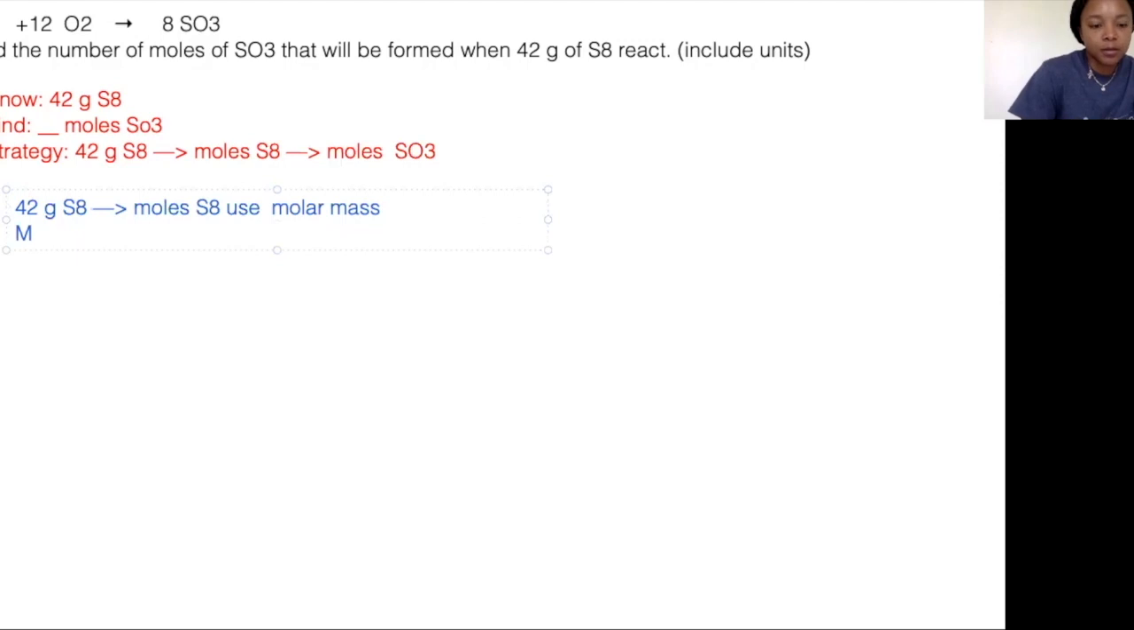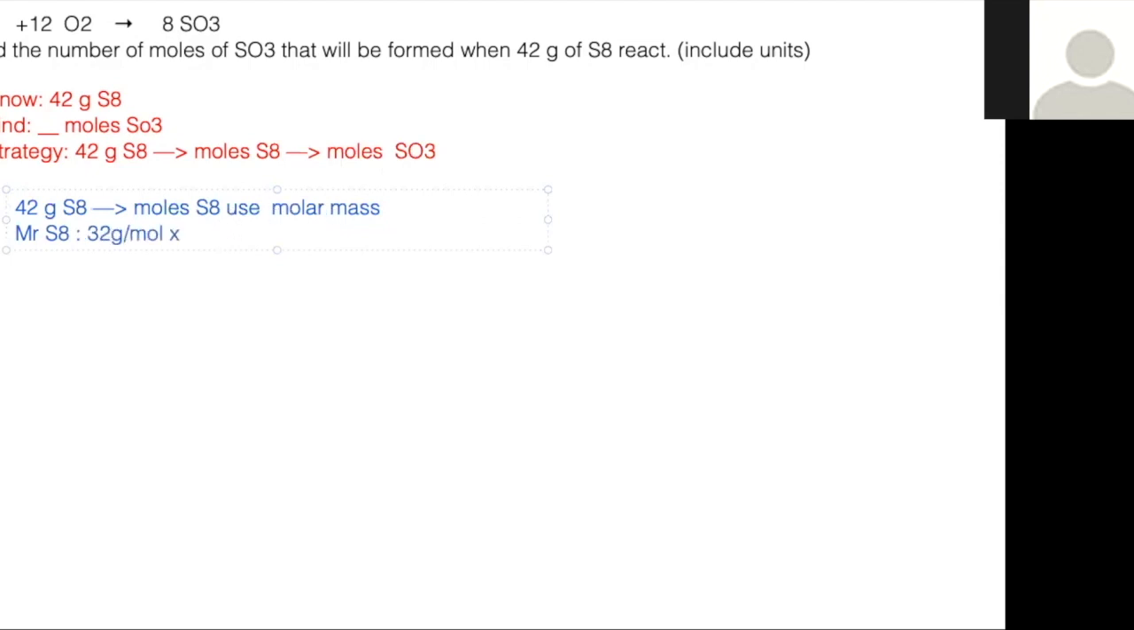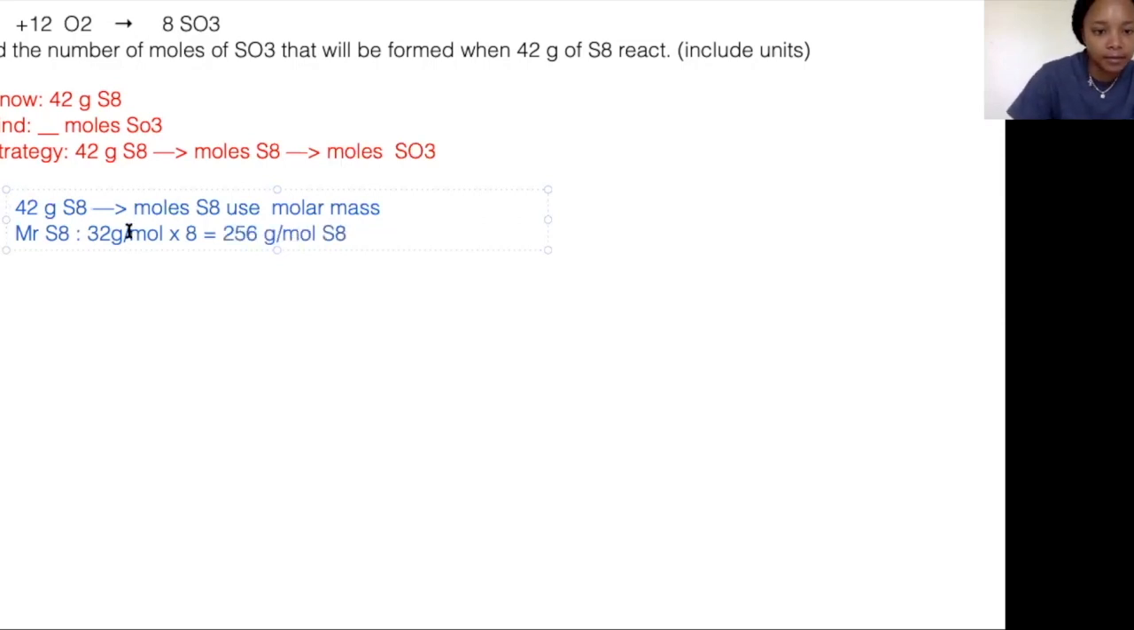So let's do it. What's the molar mass of S8? I gotta figure it out. 8 times 32. 32 times 8 is 256 grams per mole S8. Cool. Now what do we do with this number?